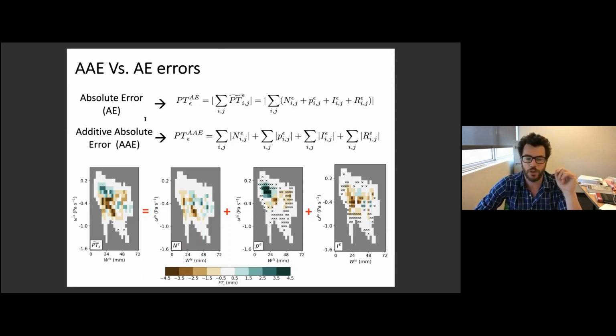And in fact, you can play a little with that, and you can combine in different ways to assess the degree of error compensation. In any case, the AAE does not allow for error compensation, and AE allows for the full compensation of errors.